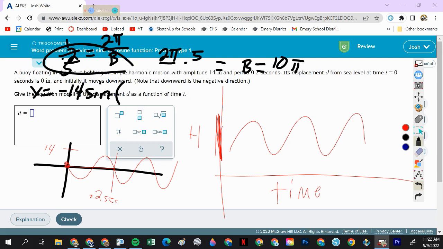So we put 10 pi here, and then did we shift it left or right? No. Did we shift it up or down? Nope. So that's the formula. Negative 14 sine of 10 pi over x. And that graph will perfectly model the height of the buoy as the waves come in.